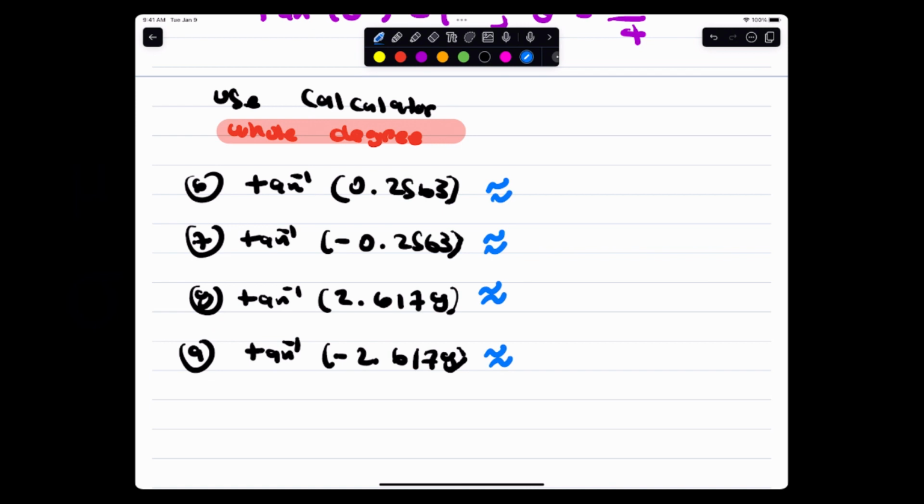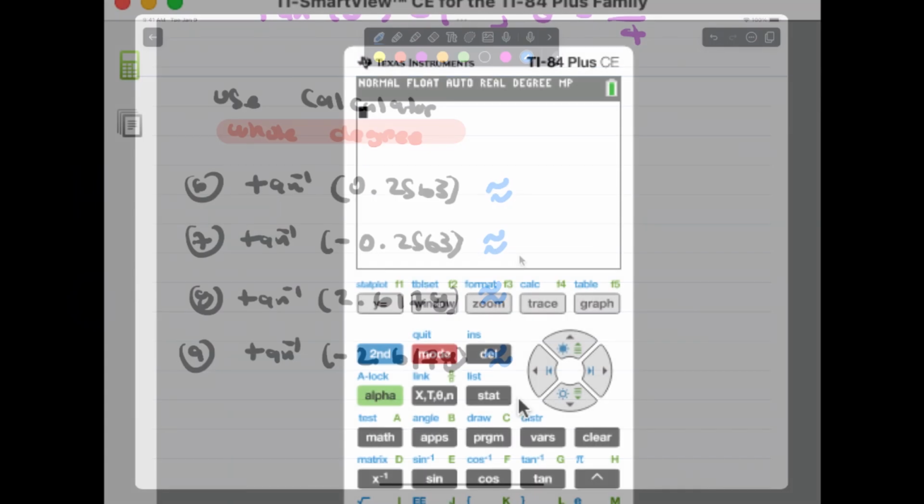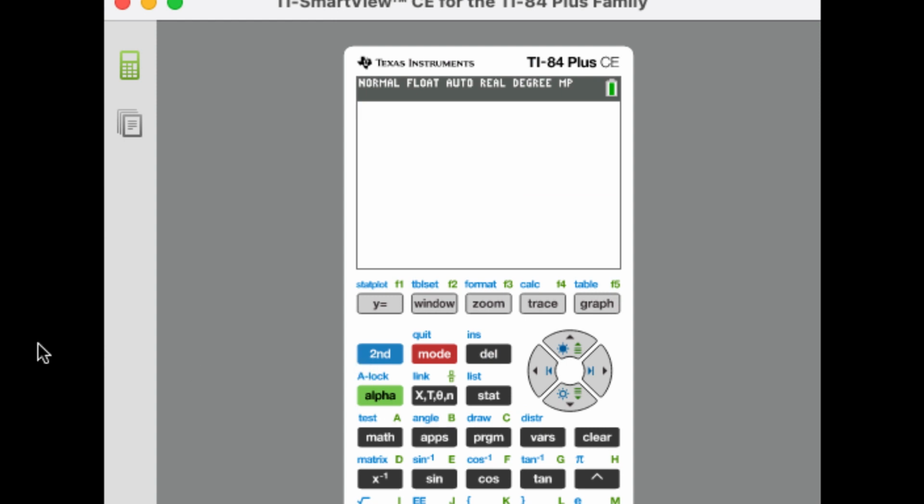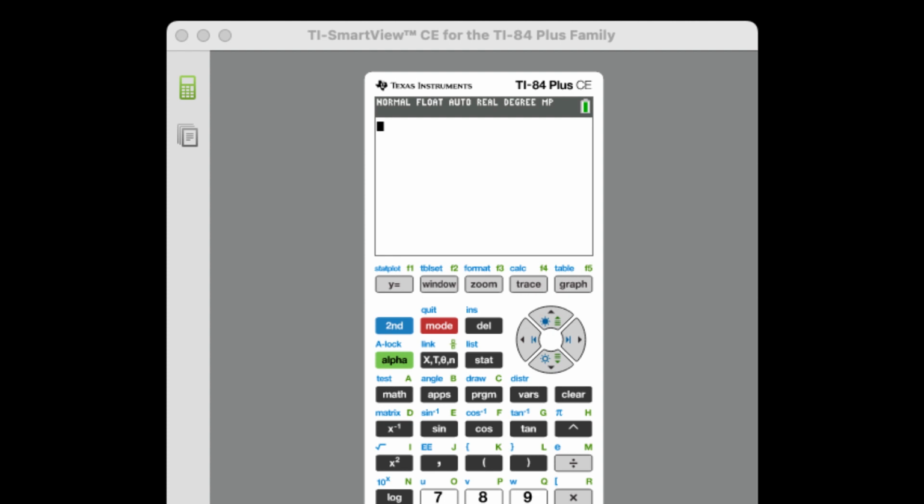So anyway, all right, let's try this out. So if I go to the TI, okay, we're going to have to find the inverse tangent key. And in my calculator, it's in blue. So I hit second inverse tangent, and then I'm going to put that 0.2563, okay?